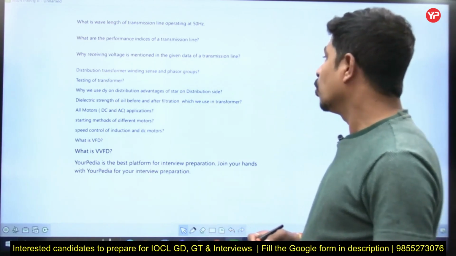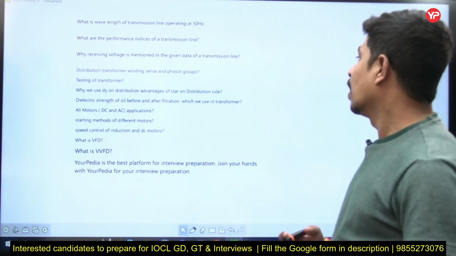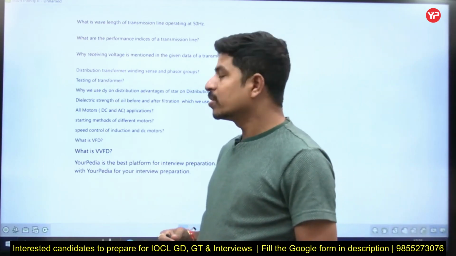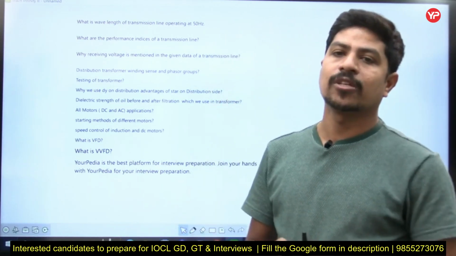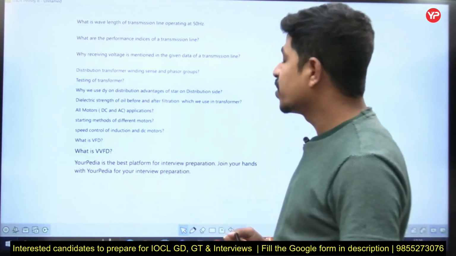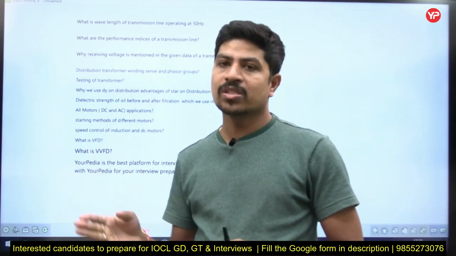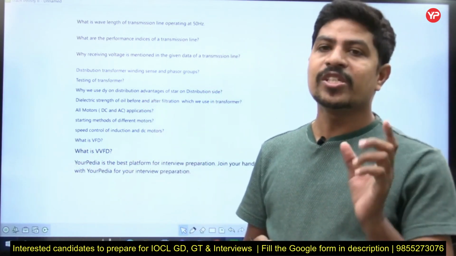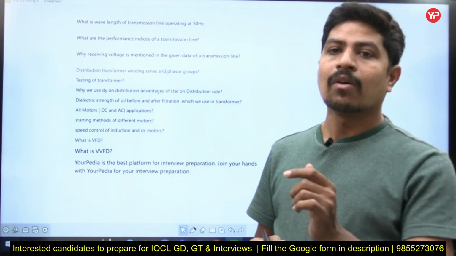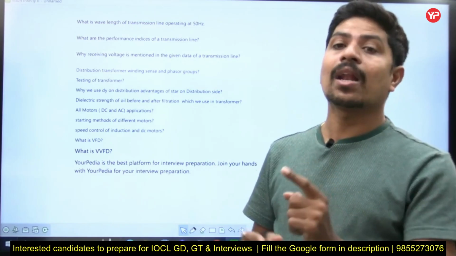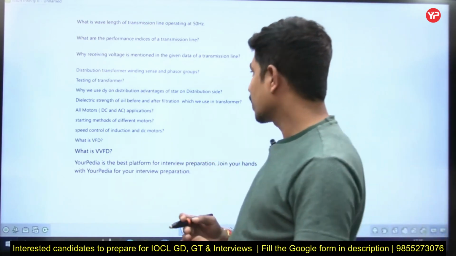Now, why do we use Dy on distribution, and what are the advantages of star on the distribution side? Dy connection means delta to star connection. So he's saying on the distribution side you are taking star connection. Why? What is the purpose? A distribution transformer is delta by star. Why do we use delta by star, and why do we use star on the distribution side?